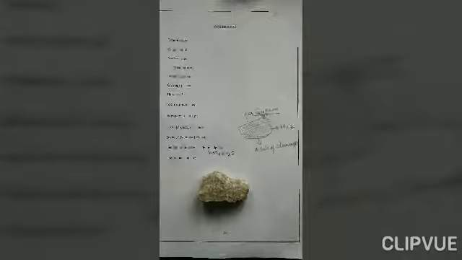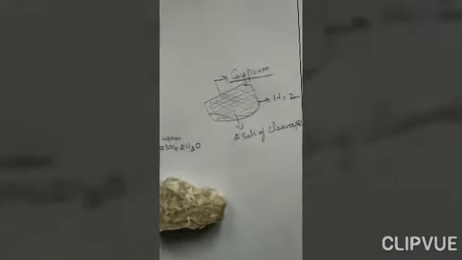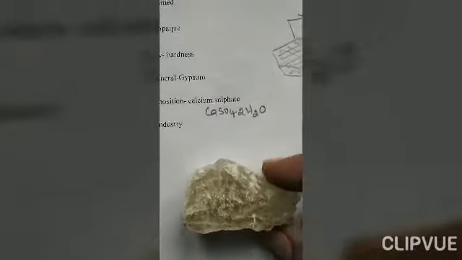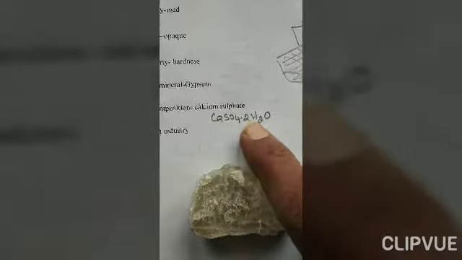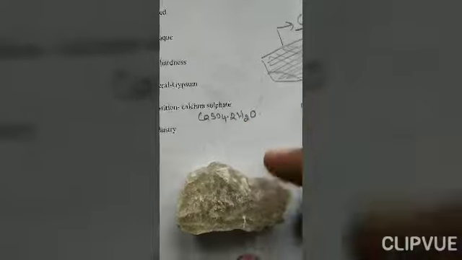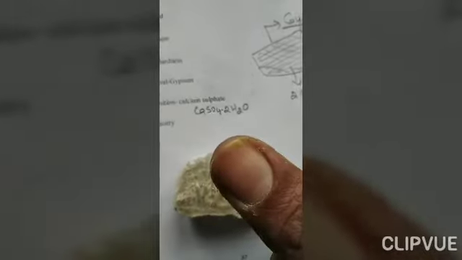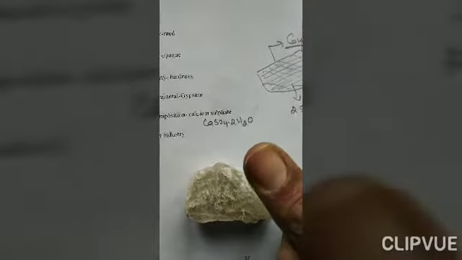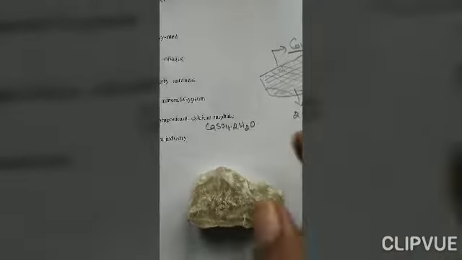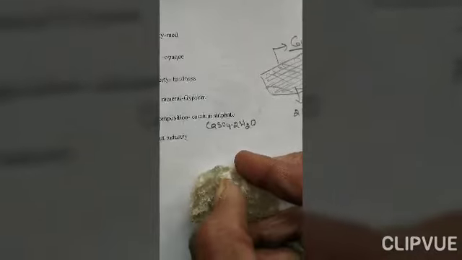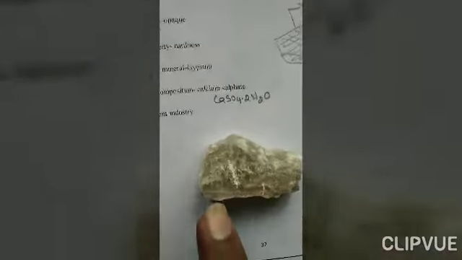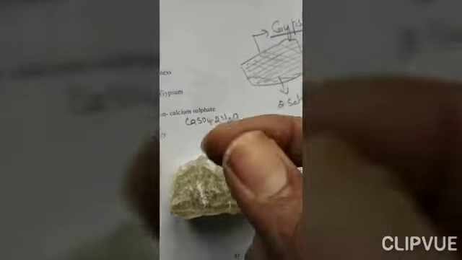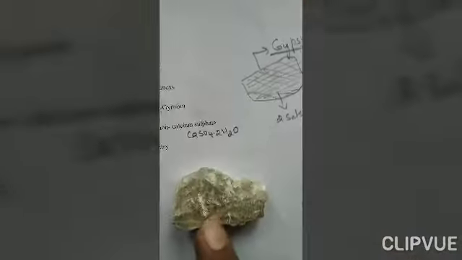The next mineral is gypsum. What is the specialty of gypsum? This is calcium sulfate with 2H2O. Normally, what is the hardness of your nail? Its hardness is 3. When you scratch with the nail, it is easily scratchable. That means this gypsum is less hard than your nails. Your nail is hardness 3, this is 2.